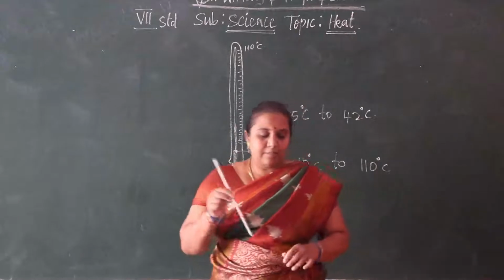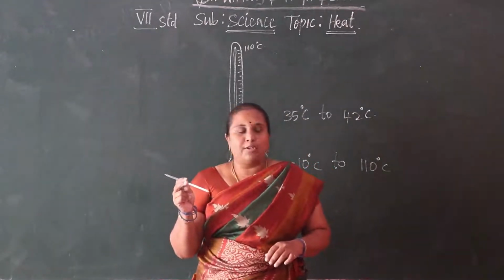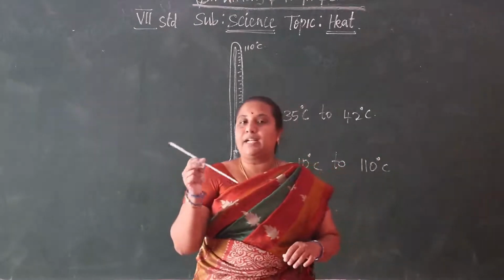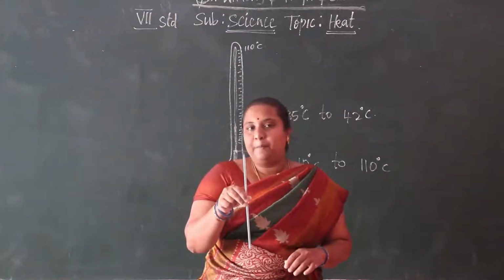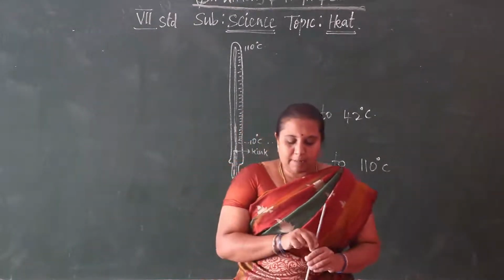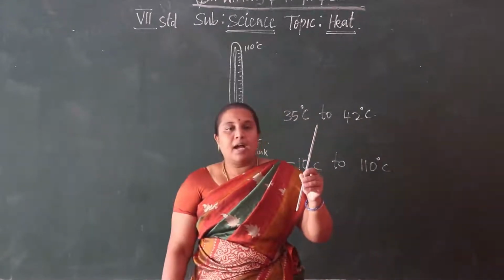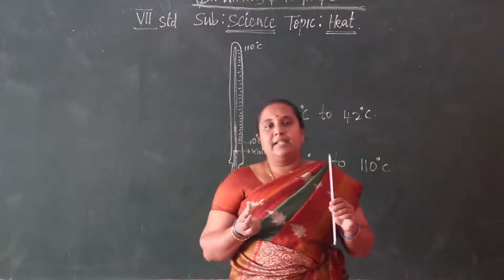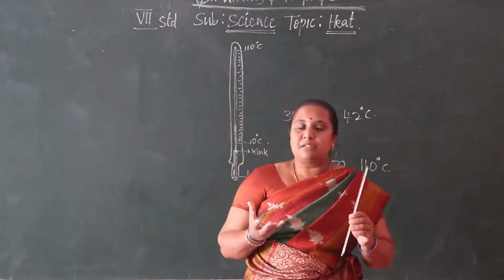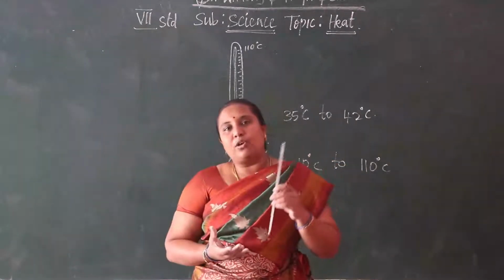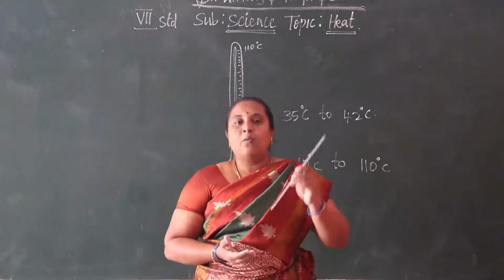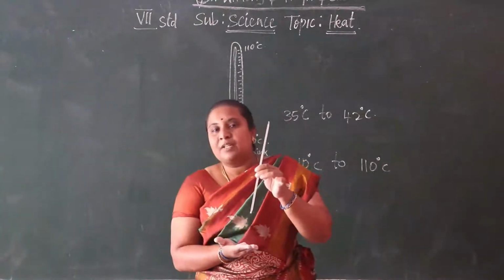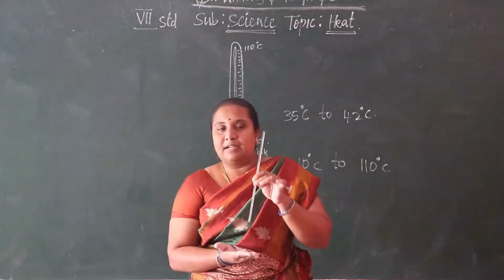So this is the main point: we can't take tilted positions, only the upright position. The bulb should not touch the surface of the container. If we are taking any container with a solution in it, we can measure the temperature of the solution. While measuring, the bulb must not touch the surface of the container.